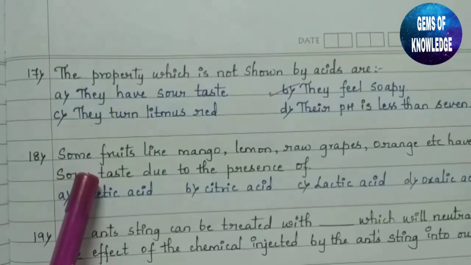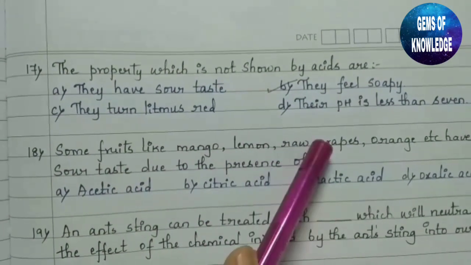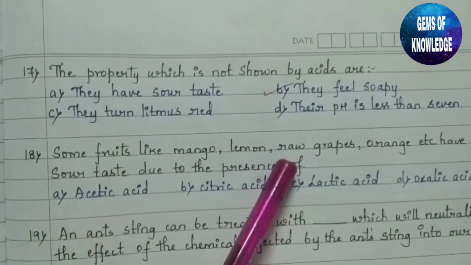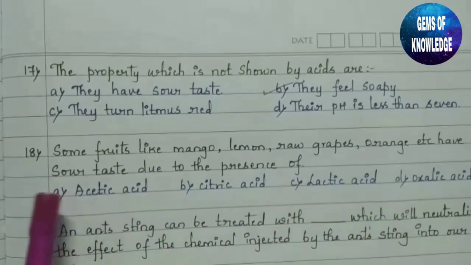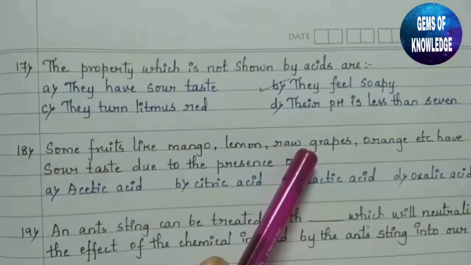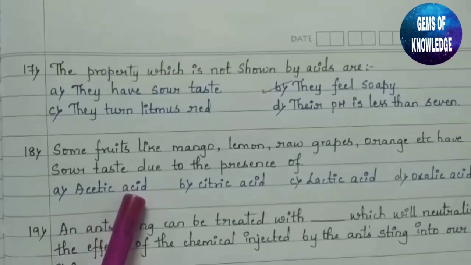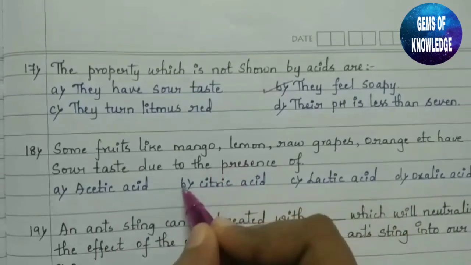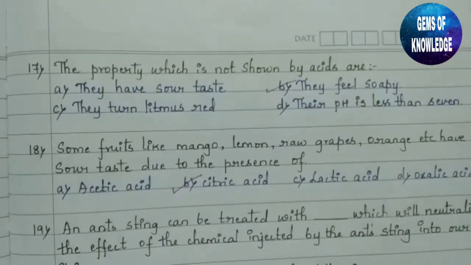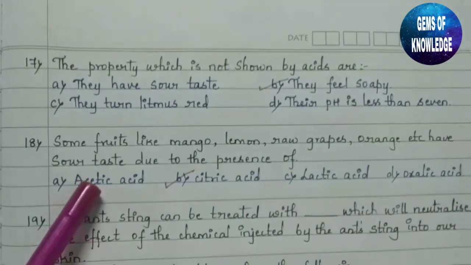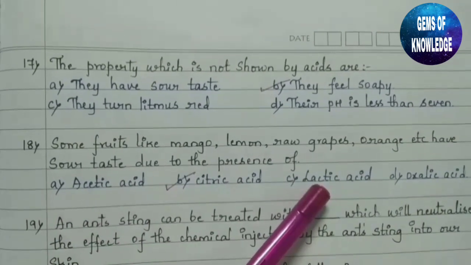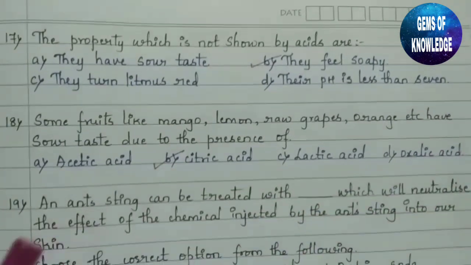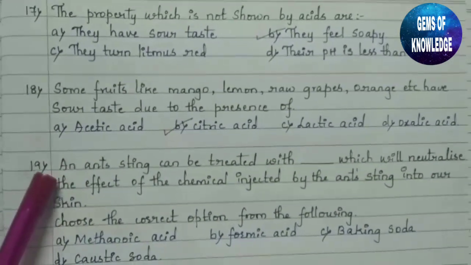Okay. Next, some fruits like mango, lemon, raw grapes, orange, etc. have sour taste due to the presence of. So which is the acid which is present in all of these? The options given are acetic acid, citric acid, lactic acid or oxalic acid. So the correct answer here is citric acid, because you all know acetic acid is present in vinegar, whereas lactic acid is present in milk and oxalic acid is present in tomato.